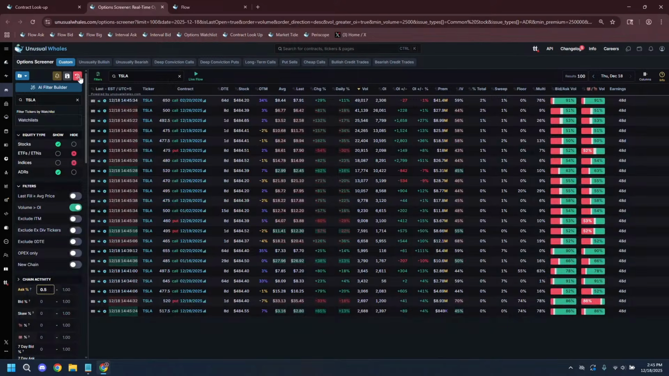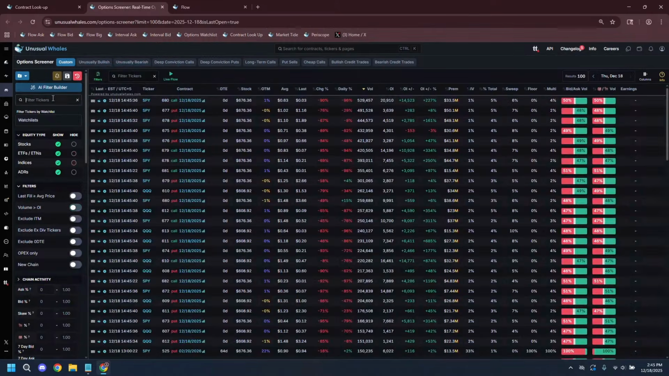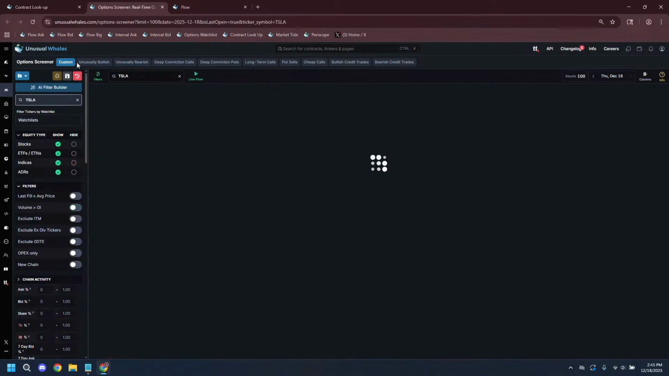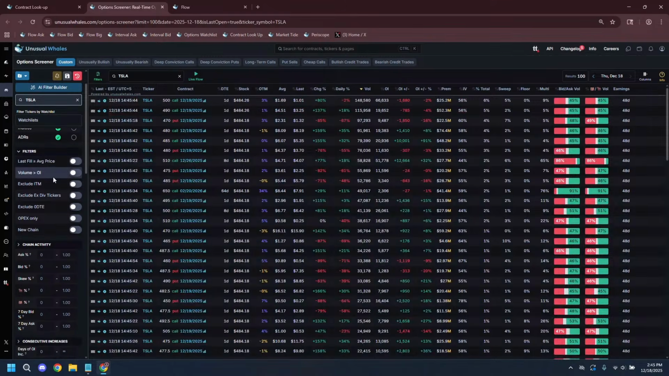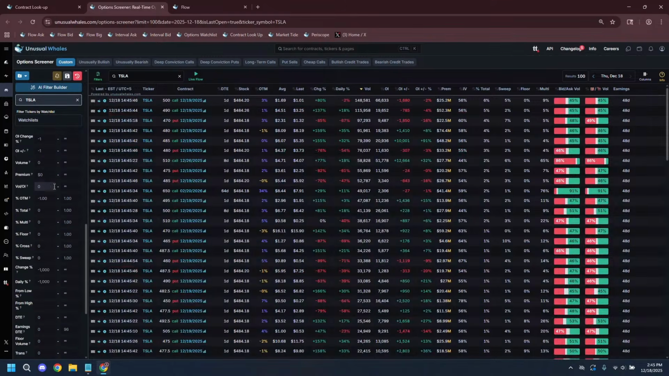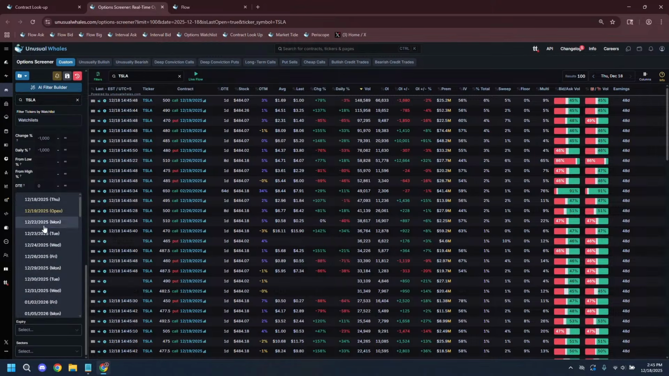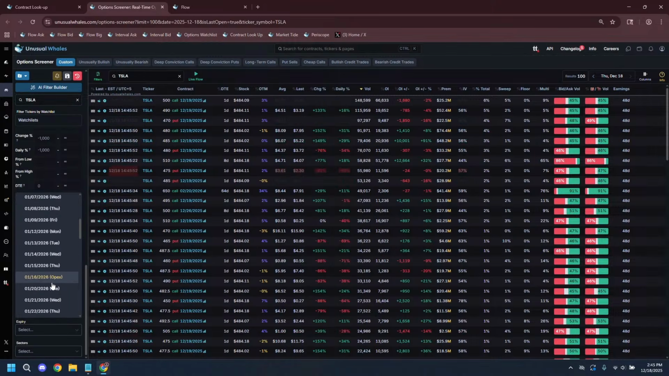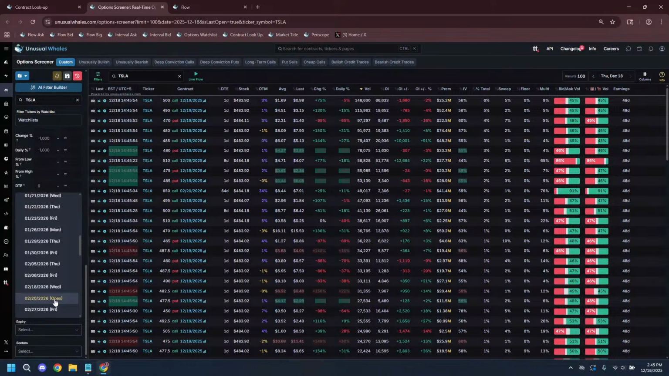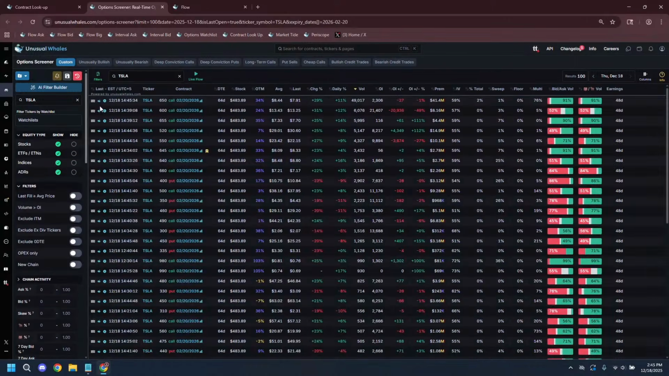I guess the easier way to do it would be the screener is also handy in this regard, right? So if I want to look at Tesla contracts, I can just pull up Tesla. I'm interested in the February expiration. Why? Because I just know. So if you know what you're looking for, then you can just go find it. February 20.